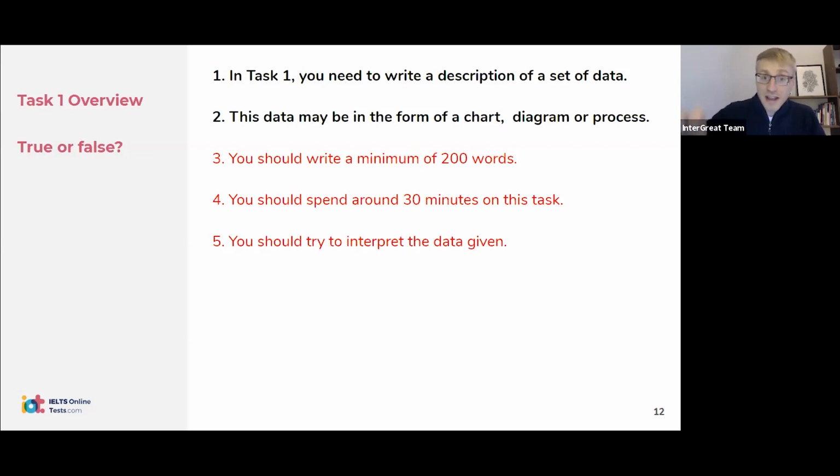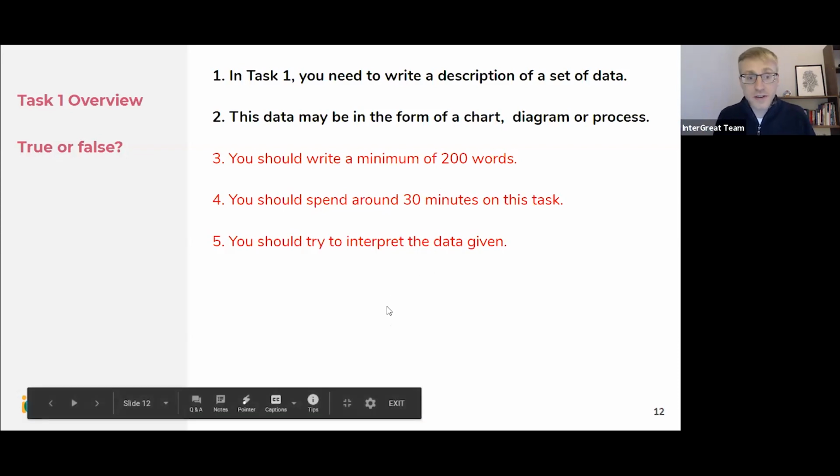You should try and pick out the key trends, the key features, but you're not trying to say this graph tells us that, or this graph means that. You're just describing the data you see in front of you. Okay. Task 2, you can give lots of interpretation and opinion. Task 1, just description.